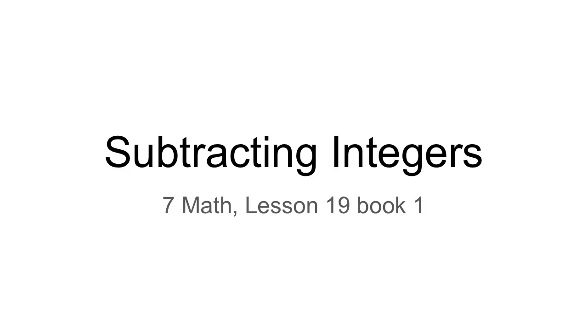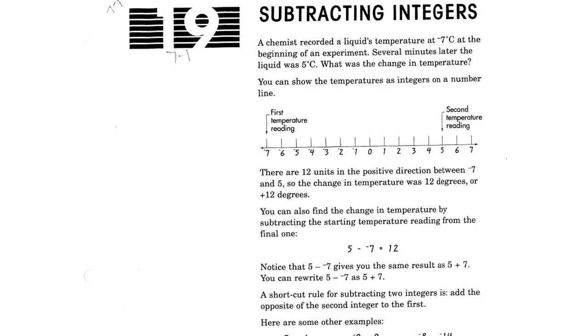All right, seventh grade, this is lesson 19, subtracting integers. A chemist recorded a liquid's temperature at -7 degrees Celsius at the beginning of an experiment. Several minutes later, the liquid was 5 degrees Celsius. What was the change in temperature?